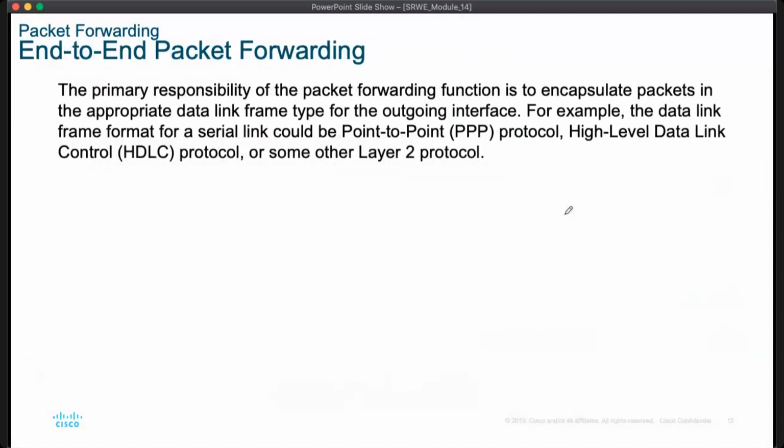End-to-end packet forwarding. The primary responsibility of the packet forwarding function is to encapsulate the packet in the appropriate data link frame type for the outgoing interface. For example, the data link frame format for a serial link could be Point-to-Point Protocol (PPP), High-level Data Link Control (HDLC) protocol, or some other layer 2 protocol.